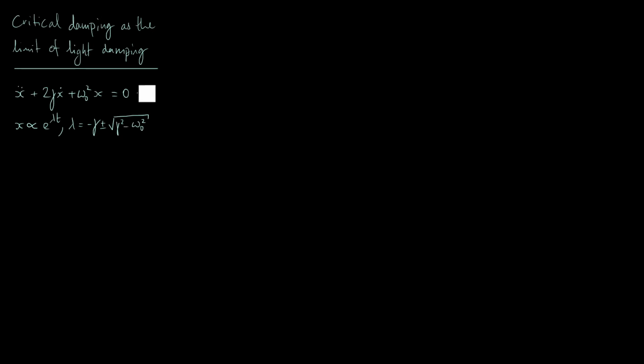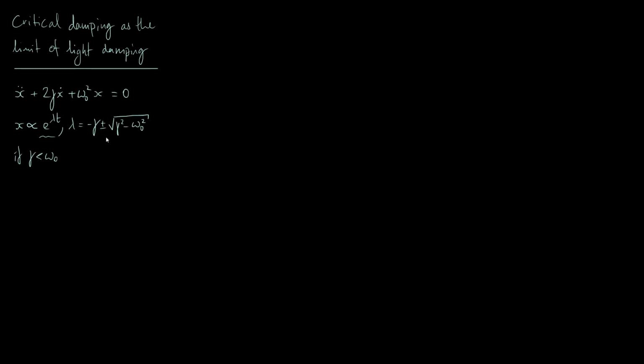And the solution of this you find by just trying a solution proportional to e to the lambda t, and when you plug that into your equation of motion, you find that lambda has to be minus gamma plus or minus the square root of gamma squared minus omega naught squared. Now, the lightly damped case is what you get when gamma is less than omega naught. You can see that the stuff under the square root is going to become negative, and when we take the square root of a negative number, we get an imaginary number. So lambda is going to be complex. It's going to have a real part and an imaginary part.